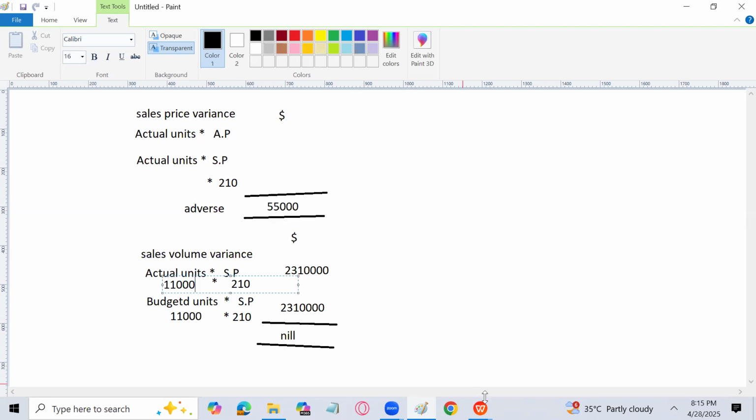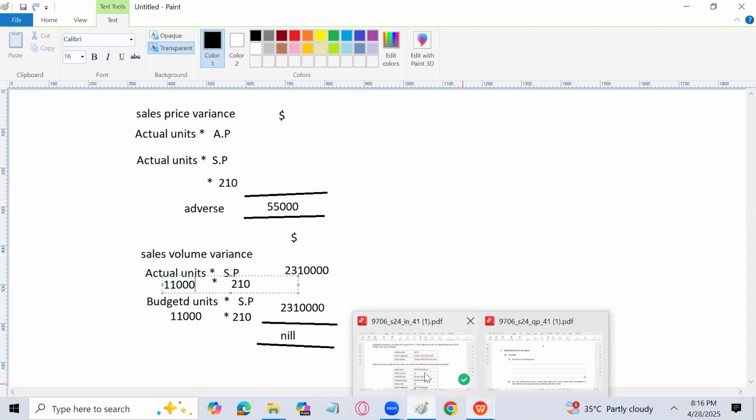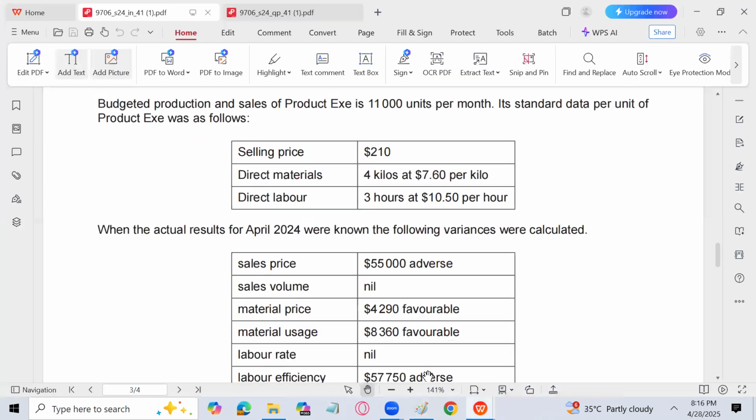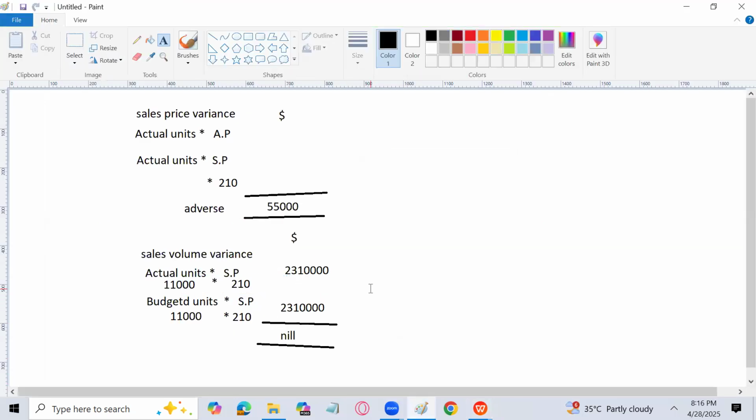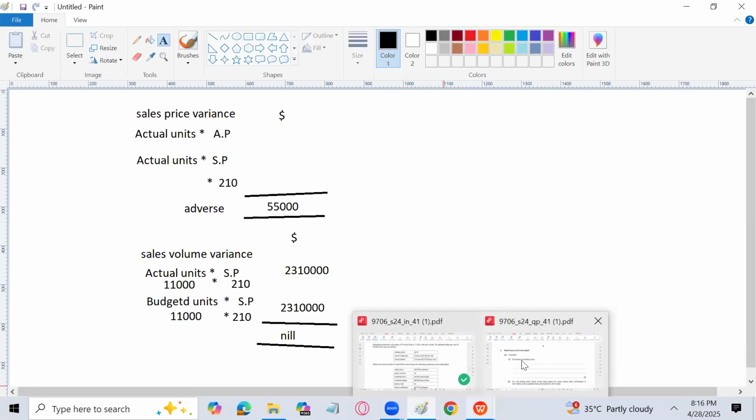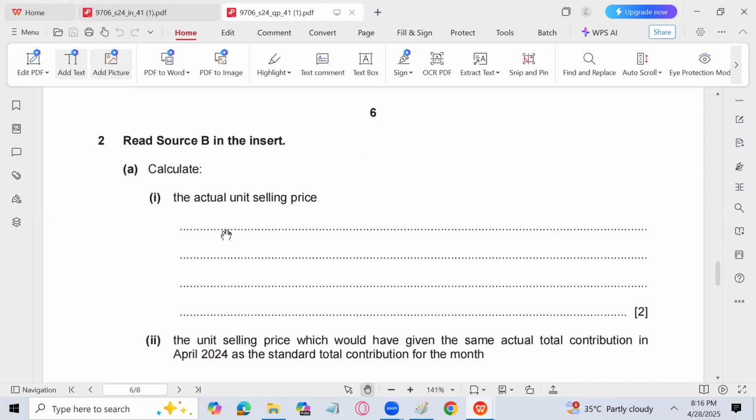Now I will move towards the later part of the question, that is, what is the requirement? I assumed the selling price is 11,000 and wrote the formula for sales price and sales volume. Sales volume variance is nil because budgeted units are equal to actual units. So we have understood that actual units are also 11,000 and budgeted units are also 11,000. That's why we are not having sales volume variance.